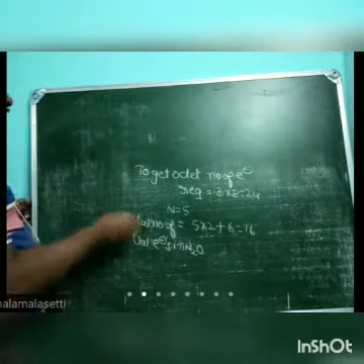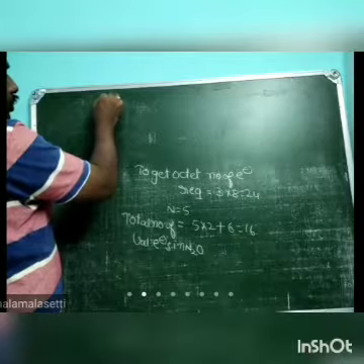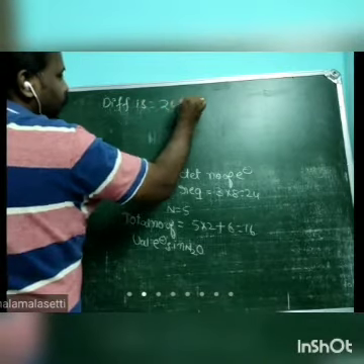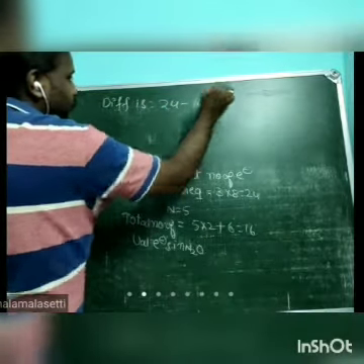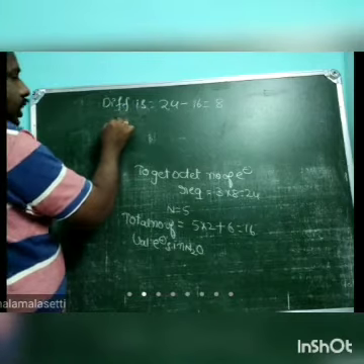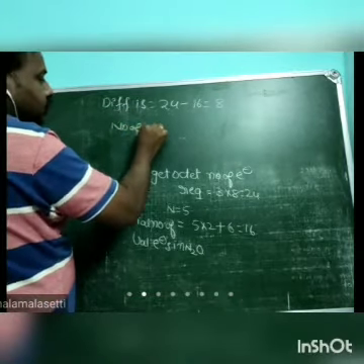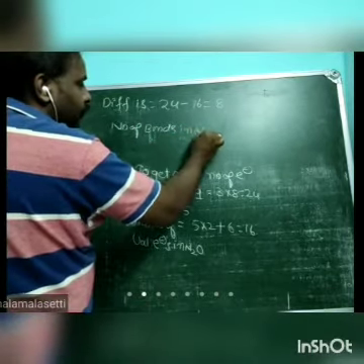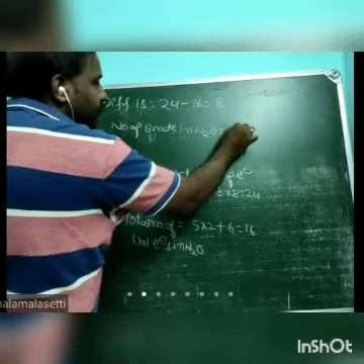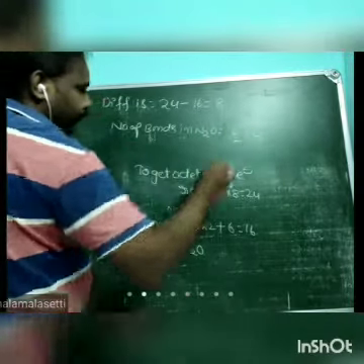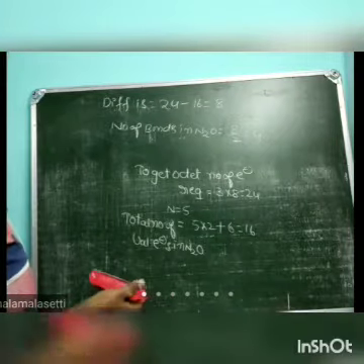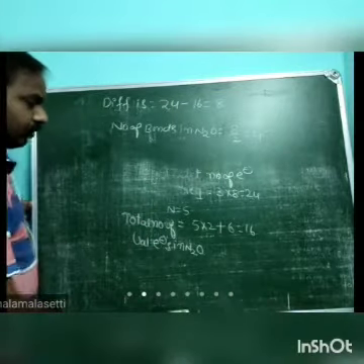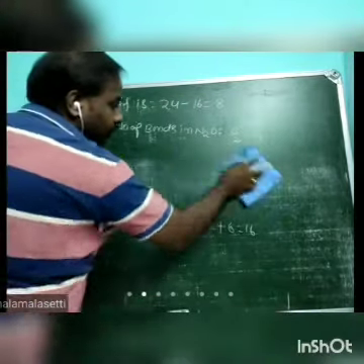Now, the difference in the number of electrons is 24 minus 16, that is equal to 8. So the number of bonds in N2O is equal to the difference by 2. Remember that. Difference by 2 means how many bonds are there in N2O? 4 bonds are there.